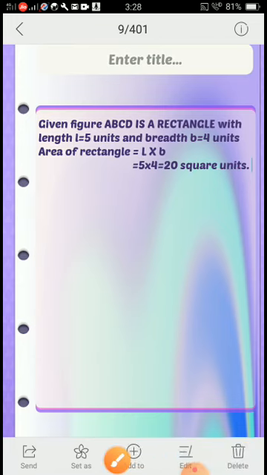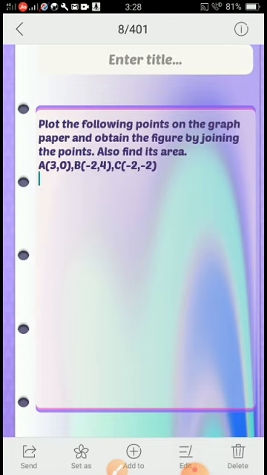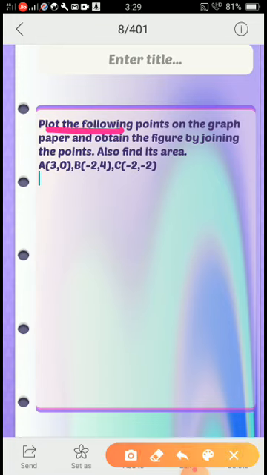One more question we will do, and then we can say that the chapter is completed. So plot the following points on the graph paper and obtain the figure by joining the points. Also find its area. So the same question: we have to plot the points, then join the points and see which figure is obtained, and also find the area of the given figure.